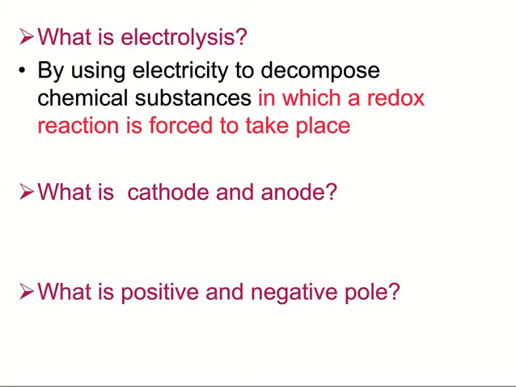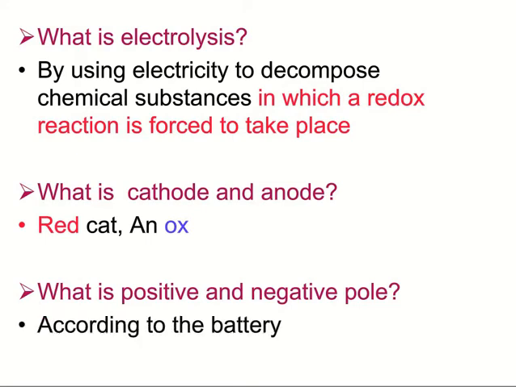What is electrolysis? Using electricity to decompose chemical substances, in which a redox reaction is forced to take place, is called electrolysis. What is cathode and anode? Redox, cat and ox: reduction at cathode, oxidation at anode. What is positive and negative pole according to battery?